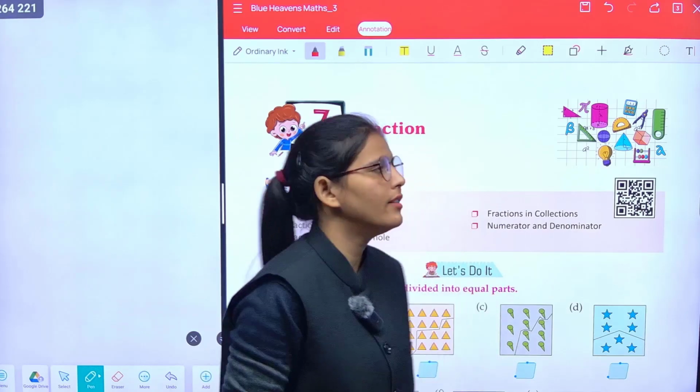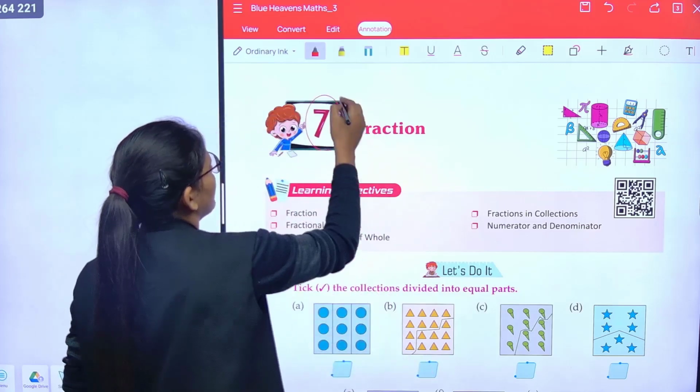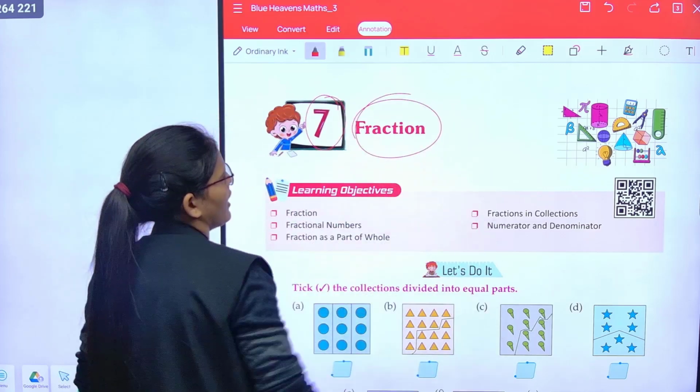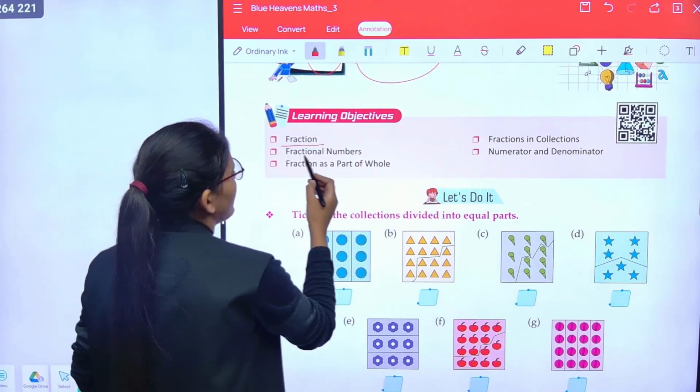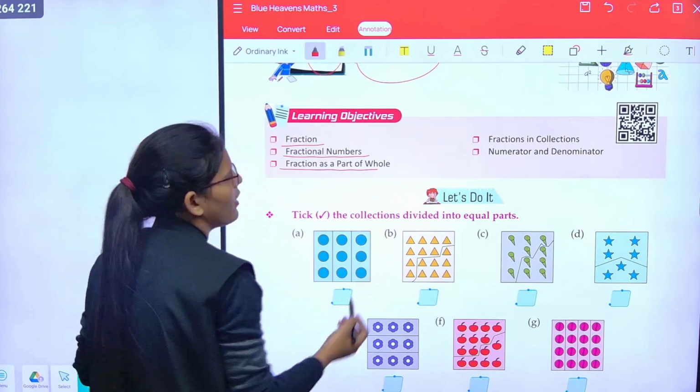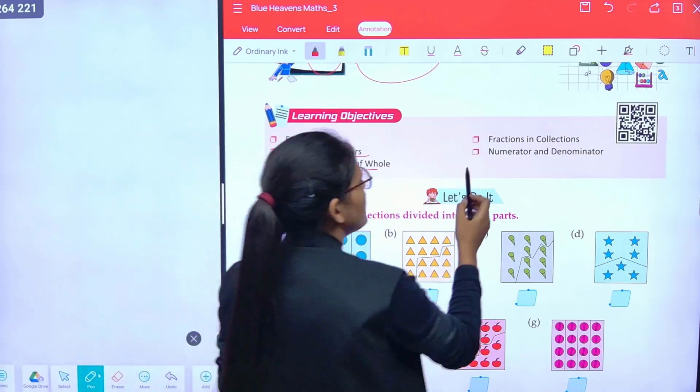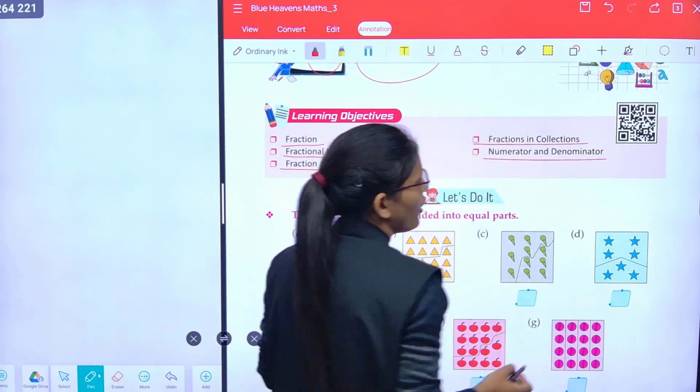Kids, today we will learn chapter number 7, and the chapter name is fractions. Today we will learn fractions, fractional numbers. A fraction is a part of a whole, fractions and collections, numerator and denominator.